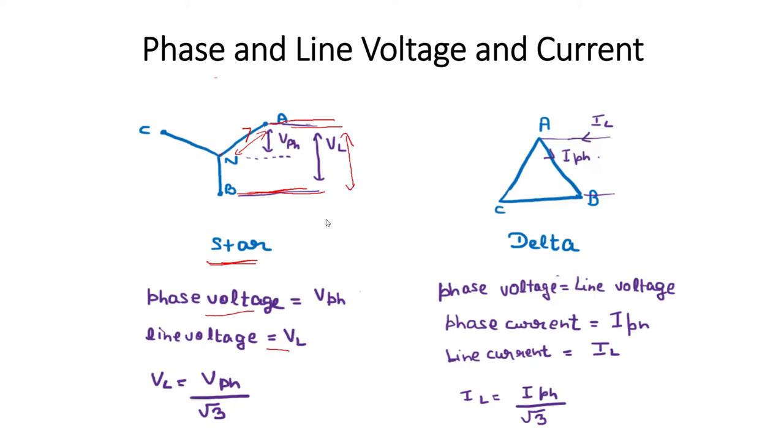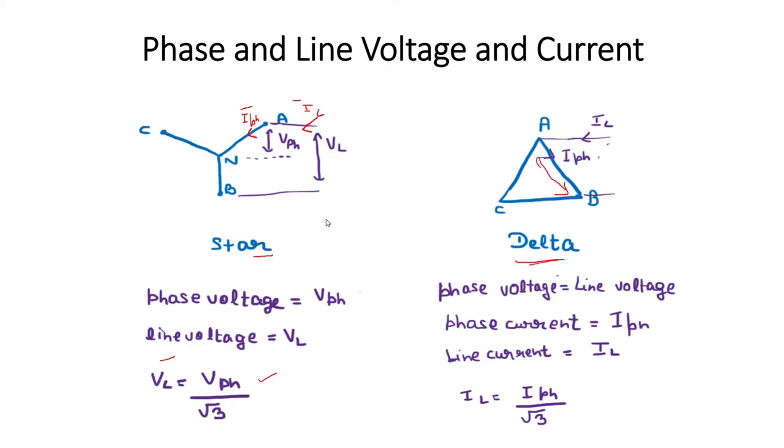Okay, so phase voltage is the voltage between conductor and the neutral, and line voltage is the voltage between the two conductors. And then current, so the current coming from the supply, it is your line current. And then phase current is the current flowing in the conductor. In star, this line current is equal to phase current and line voltage is equal to root 3 times phase voltage. So this is the basic concept of phase and line voltage.